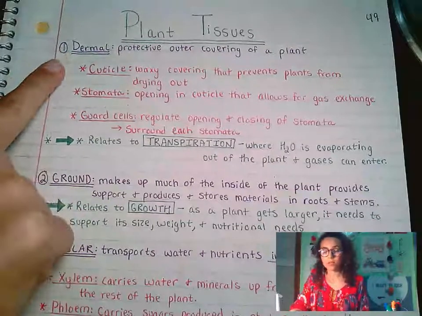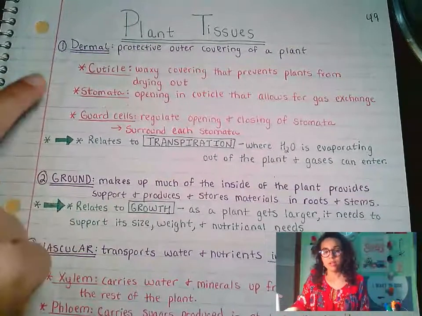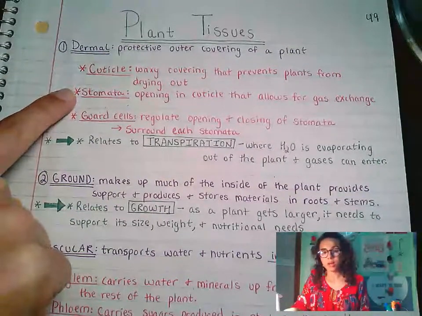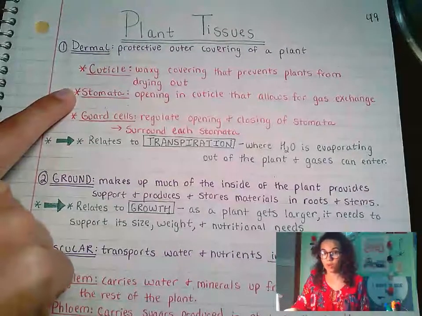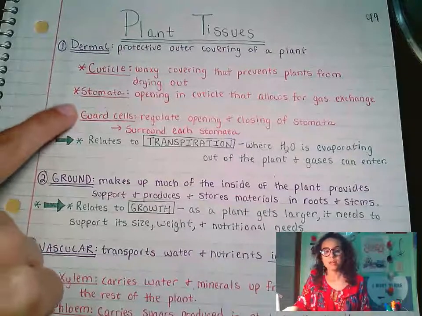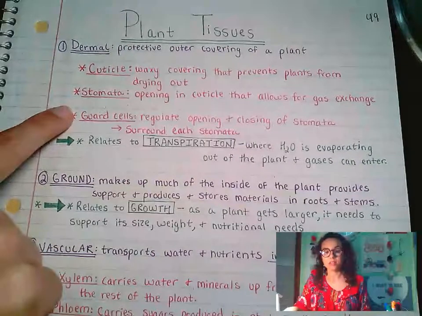So cuticle is our waxy covering. The stomata are what allow for gas exchange, whether they're open or closed. And that is dependent on the guard cells. They surround each stomata.